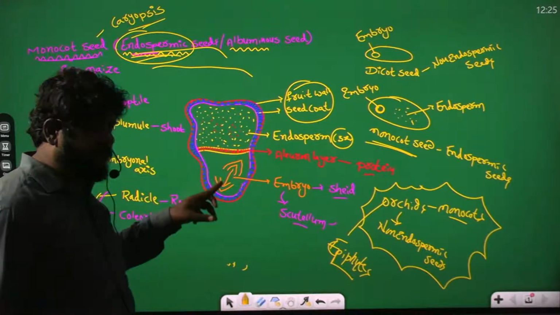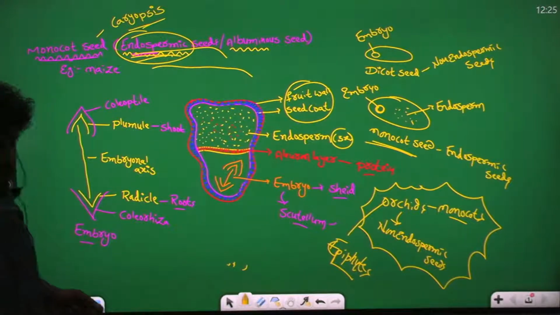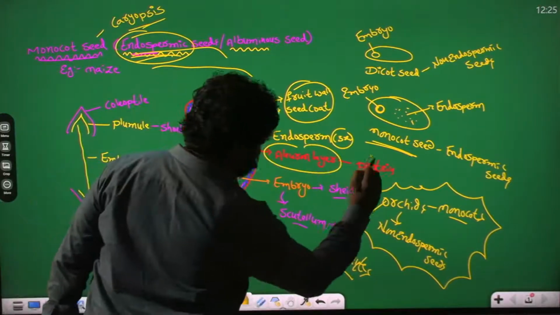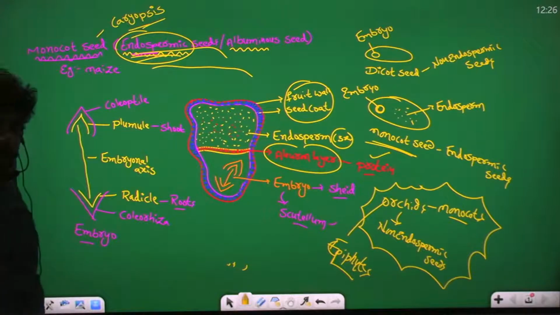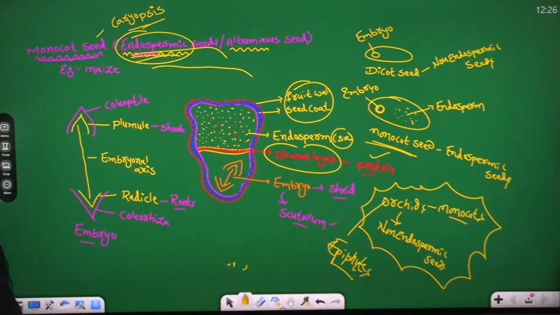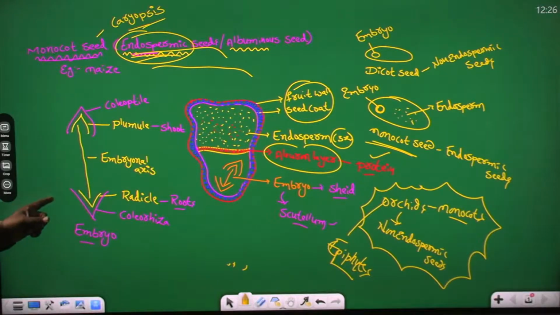This endosperm and embryo are separated by the aleurone layer. The aleurone layer is made up of protein, which means the endosperm and embryo are both separated by a proteinaceous layer. That proteinaceous layer is called the aleurone layer. And see, the structure of the embryo we studied separately.